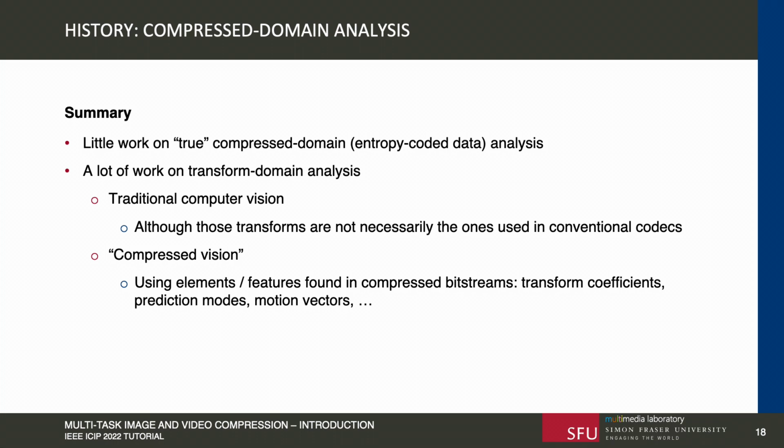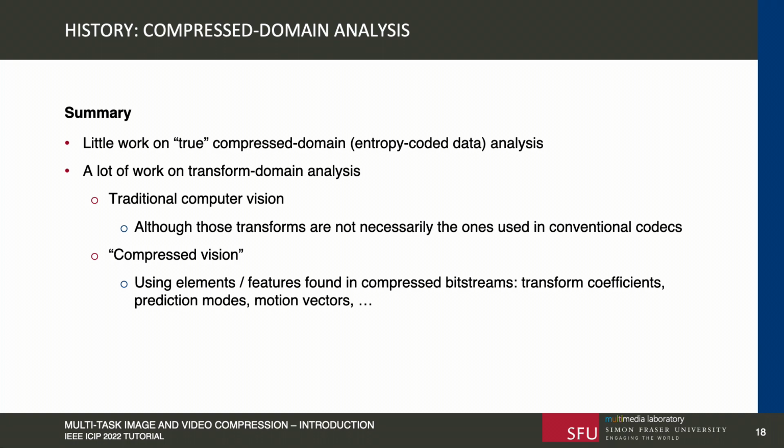So to summarize, we could say that there's been little work on the true compressed domain analysis, which in a strict sense means analysis of entropy-coded data. But there has been a lot of work on transform domain analysis, which is entropy-decoded data or data that hasn't been entropy-coded. And this, in a broad sense, includes traditional computer vision, because traditional handcrafted features are usually a product of some kind of transform, although those transforms are not necessarily the ones that are used in conventional codecs.